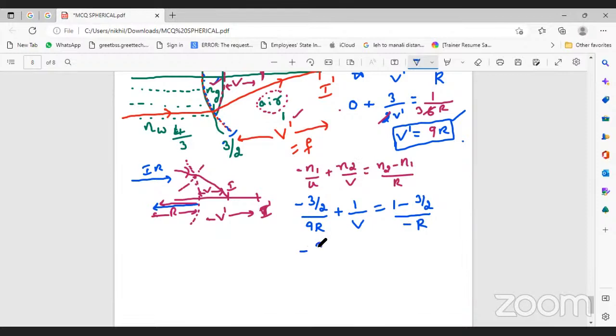Now this will be minus 3/(9×2), which is 18r, plus 1/v is equal to, what is 1 minus 3/2? Minus 1/2, yes. Divided by minus r. So the minus and minus get cancelled. This becomes 3/18, so minus 1/6r plus 1/v is equal to 1/2r.